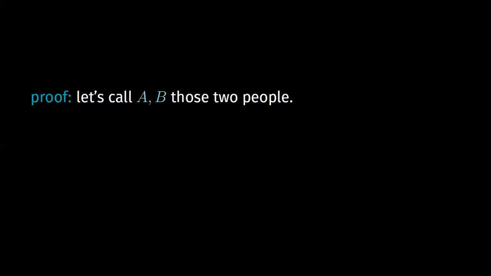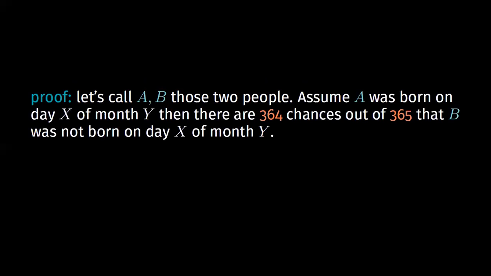The reason is the following. Let's call A and B those two people. Let's fix the birthday of A. For instance, it can be January the 1st. Then there are 364 chances out of 365 that the birthday of B will be on a different day.